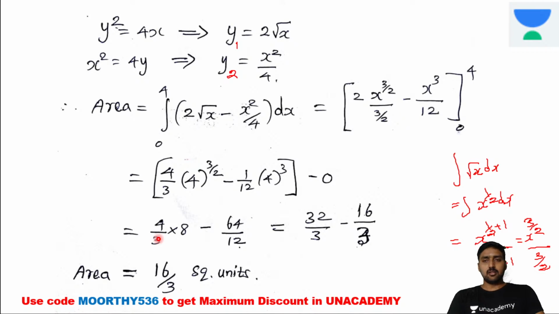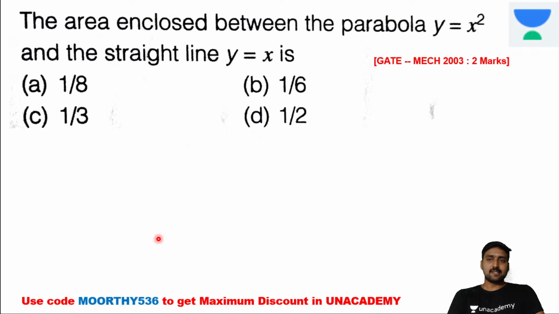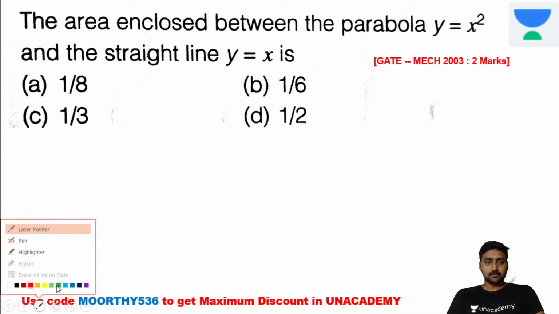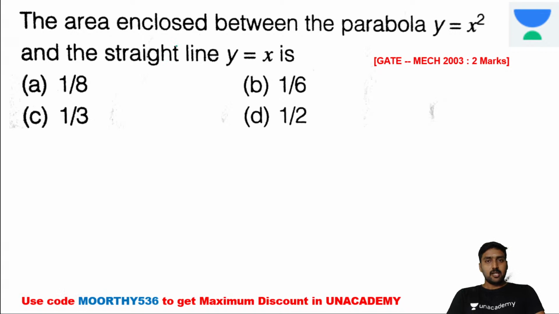Now we have completed all three types, type 1, type 2 and type 3. Based on all these three types, now we are going to discuss the previous year questions. Now I am going to give you a few previous year questions on area integrals. First question, it's a mechanical engineering 2003 2-mark question: the area enclosed between the parabola y is equal to x square and y is equal to x. Here also, now I am going to give the formula in terms of the x-axis.